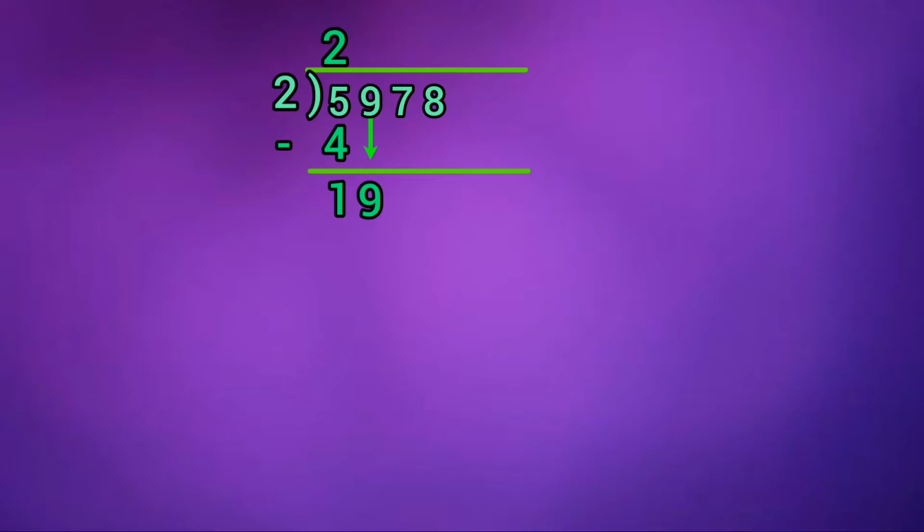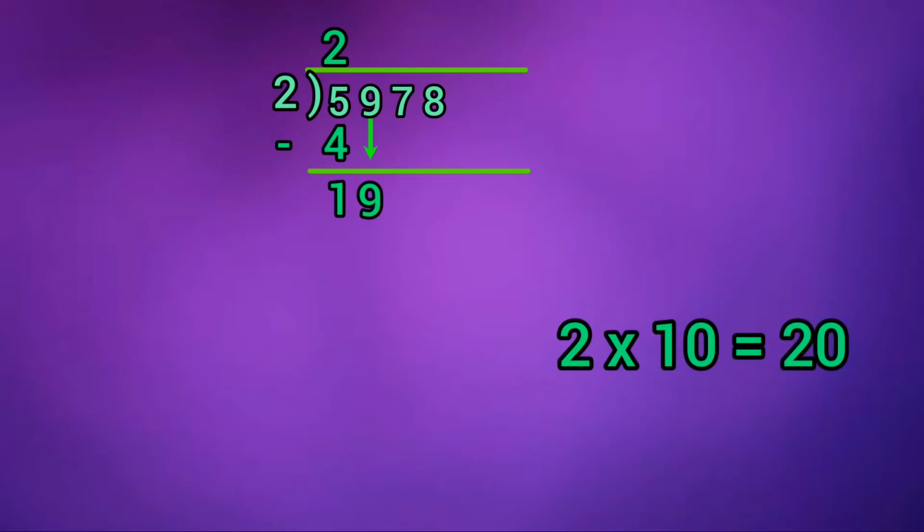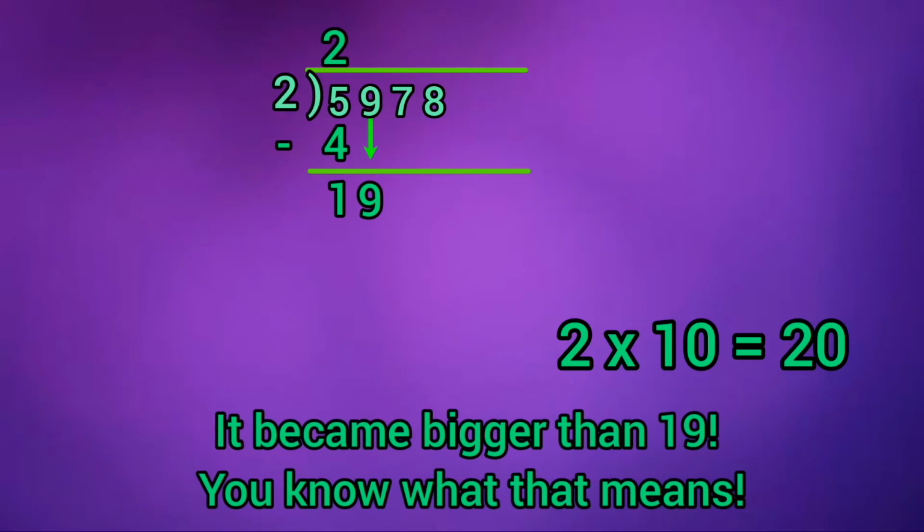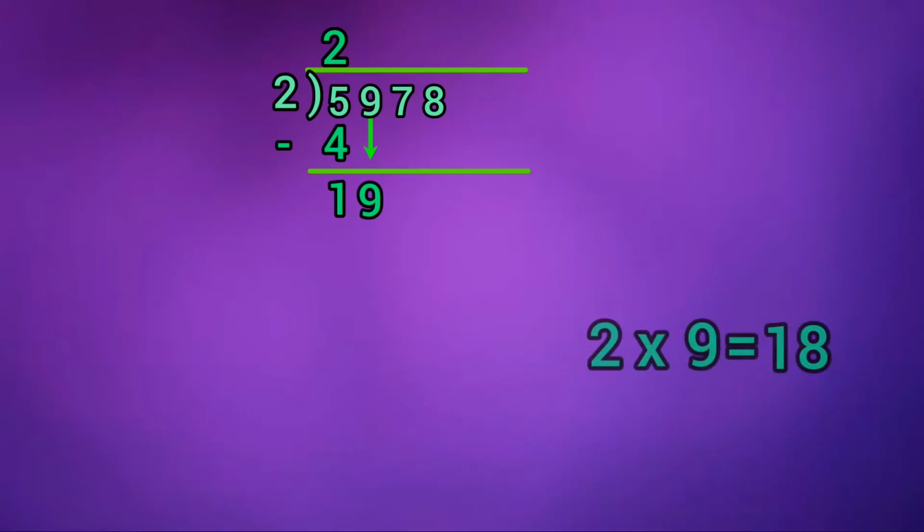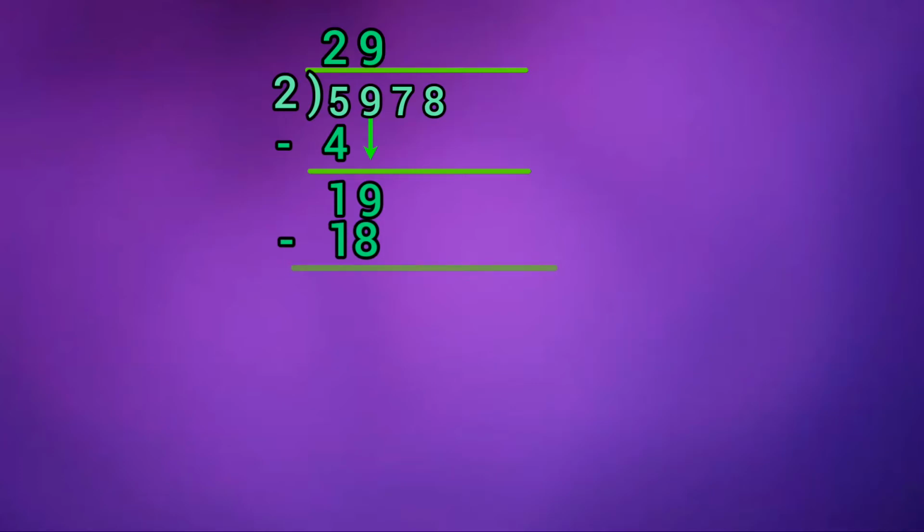Let's see the 2 tables again. 2 into 7 is equal to 14, not divisible. 2 into 8 is equal to 16, not divisible. 2 into 9 is equal to 18, not divisible. 2 into 10 is equal to 20. It became bigger than 19. You know what that means. 18 is the answer. Keep 9 in the quotient since 2 into 9 gives 18. And now subtract 19 minus 18. The answer is 1 again.